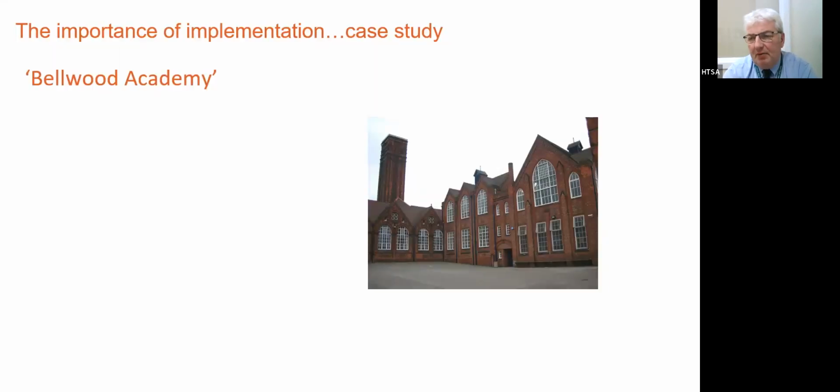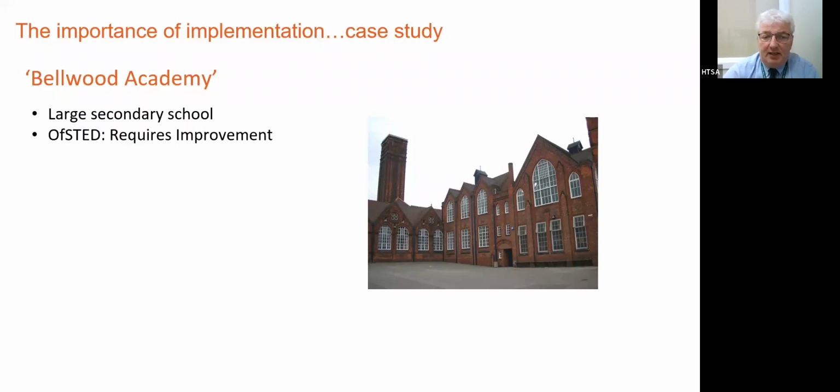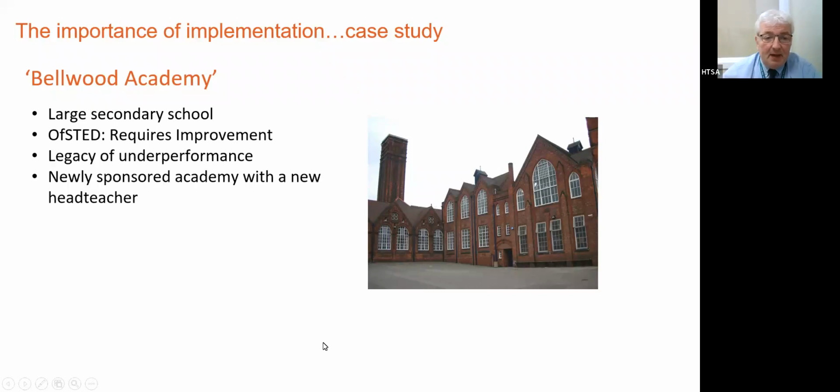And so within the Research School Network, we use a case study that highlights some of the issues when we're thinking about this. The names have been changed for confidentiality reasons, and the process has been simplified somewhat. But if we imagine the school Bellwood Academy, it is a large secondary school, and at the time of this case study it was rated requires improvement. It had a history of underperformance from its students, and had recently been taken into an academy with a new head teacher.